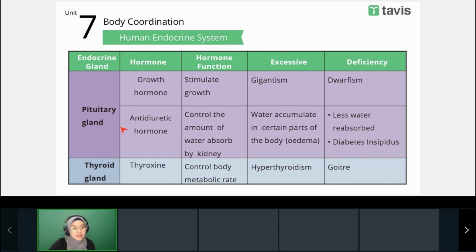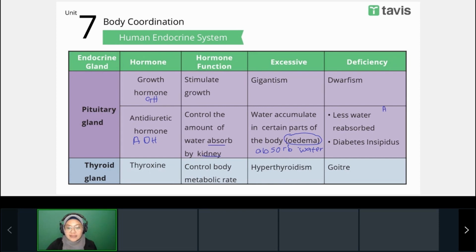The pituitary also releases the antidiuretic hormone, the short form is ADH. This one, the short form is GH. It controls the amount of water absorbed by the kidney. If we have a lot of ADH secreted at our kidney, what happens? Then our kidney will absorb more water, so it will cause a problem that we call edema.